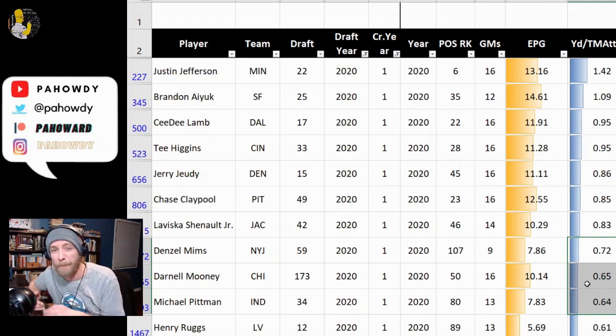So Denzel Mims had a bad rookie season based on yards per team attempt compared to the average of players who go on to have top 24 seasons. But he's also pretty close to that average line.